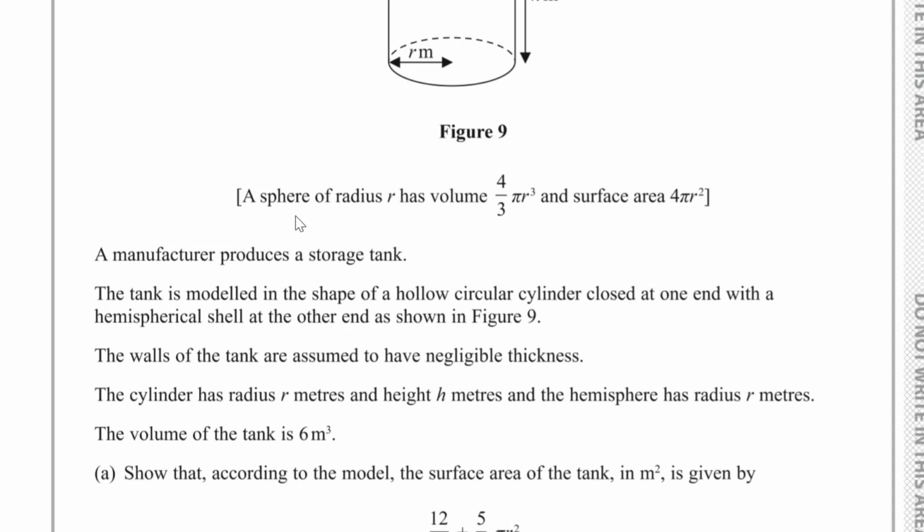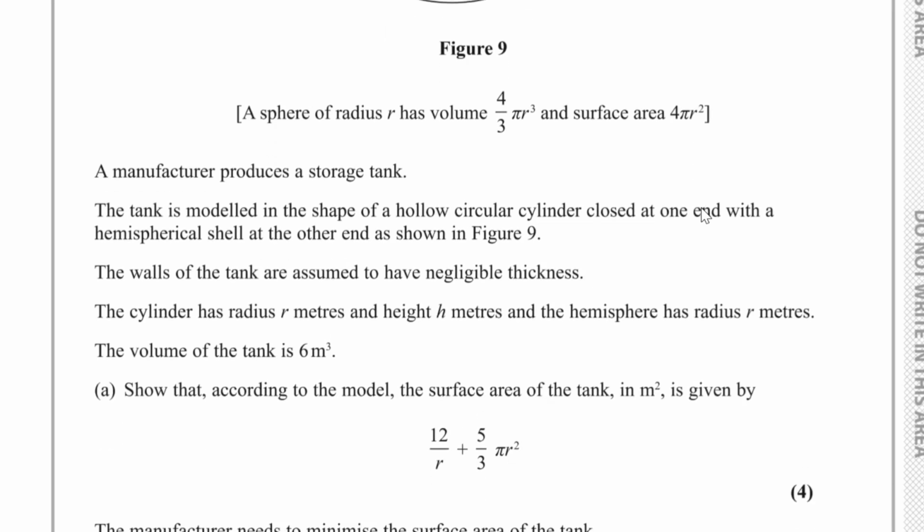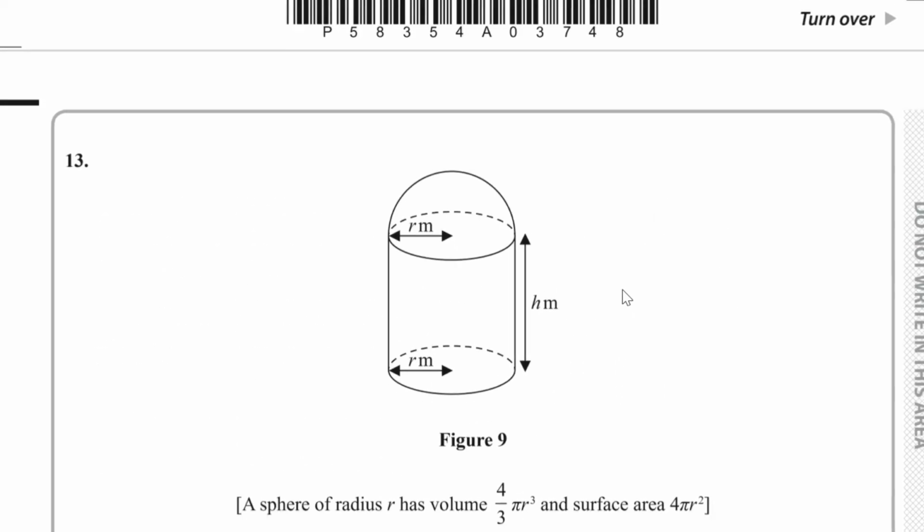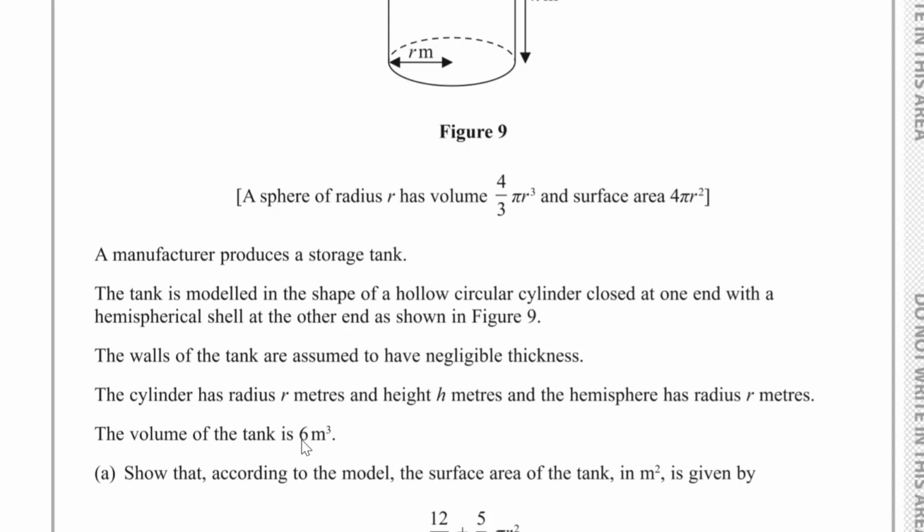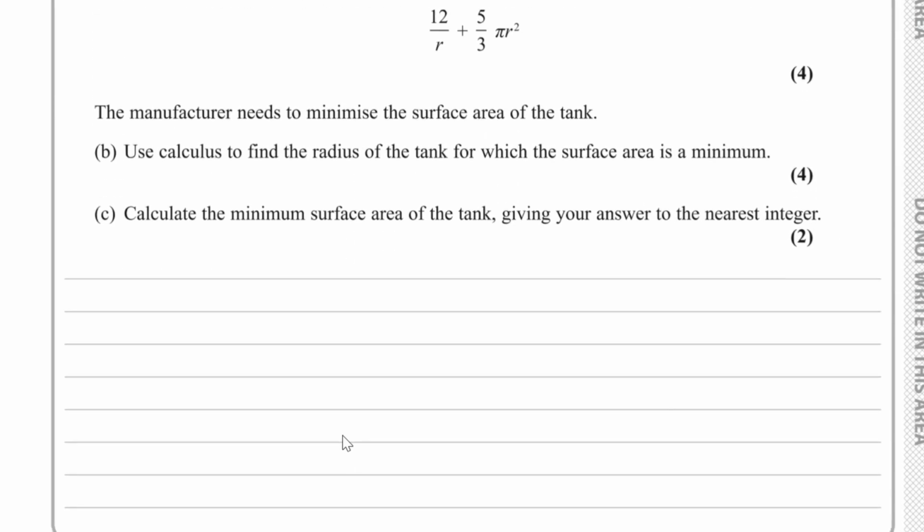And we're told that the sphere of radius r has volume 4/3 pi r cubed and surface area 4 pi r squared. So first thing, we know already from the question the volume that's given by 6 meters cubed. So for part A, V equals 6, that's what we know already.